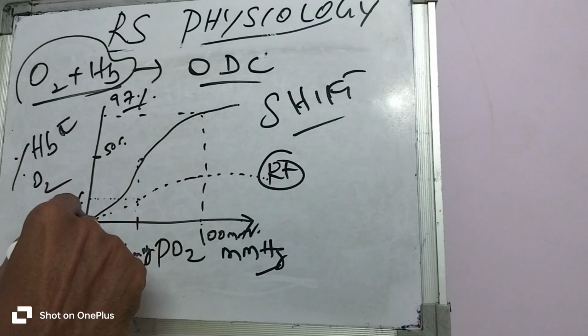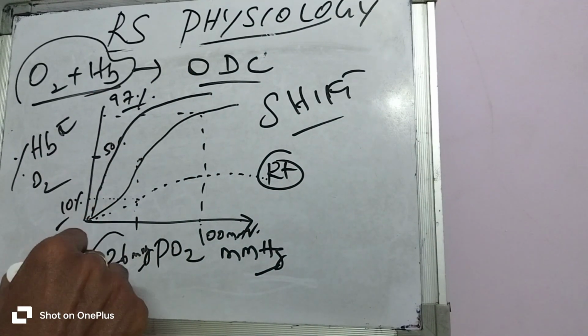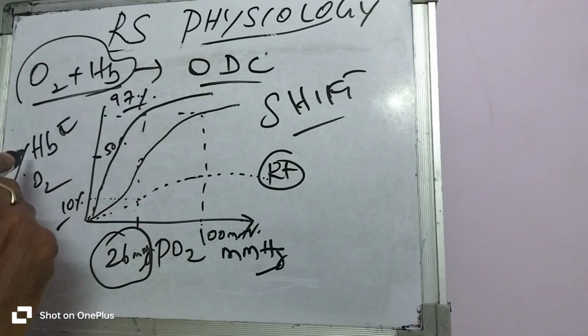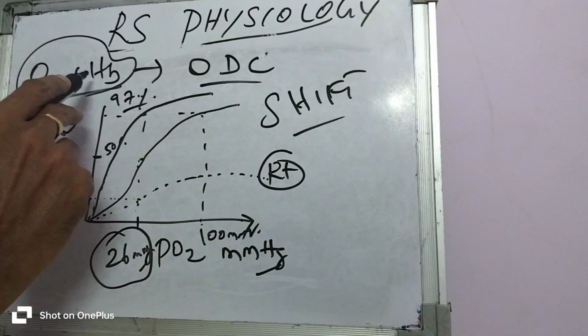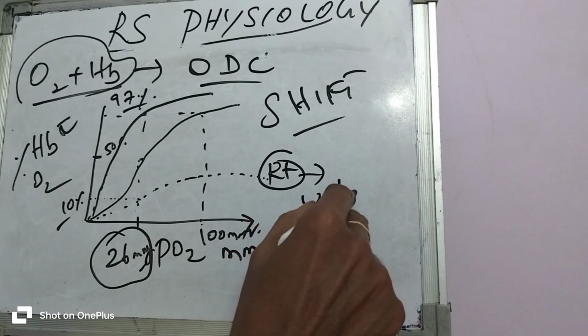When the curve is shifting to the left side, what happens at 26 millimeter of mercury? See, the saturation is around 97%. That is, oxygen hemoglobin affinity is very strong. So which will be more favorable? When the oxygen affinity is very less, the unloading of oxygen will be good. So shift to the right will cause more unloading of oxygen.